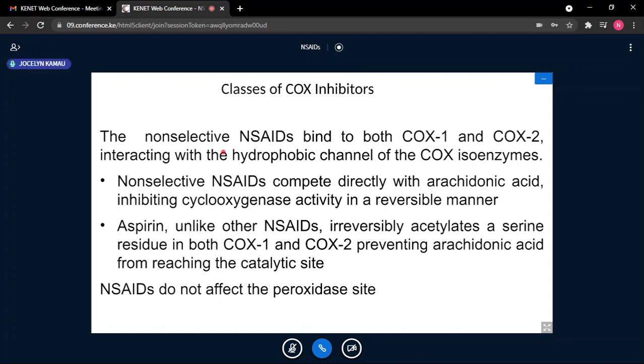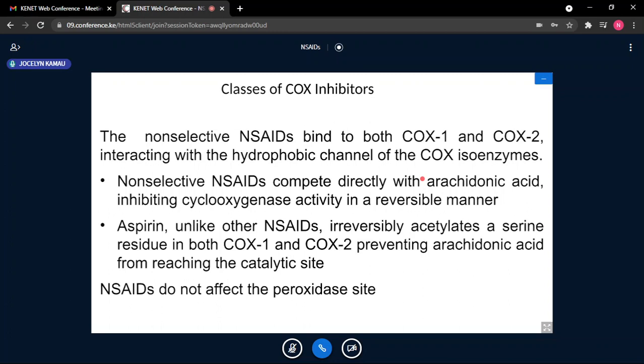We are noting that the non-selective non-steroidal anti-inflammatories bind both COX-1 and COX-2, interacting with the hydrophobic channel of the COX isoenzymes. You're going to look at the enzymes and their structures. I hope you can draw the structure of aspirin, the structure of acetylsalicylic acid.